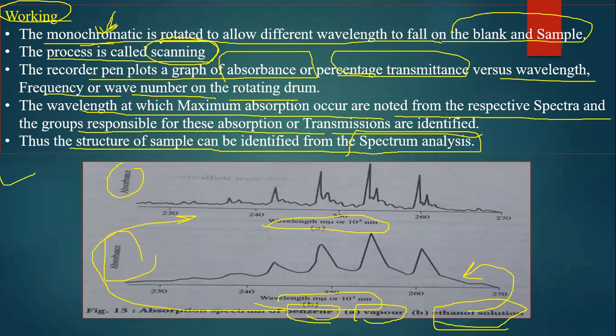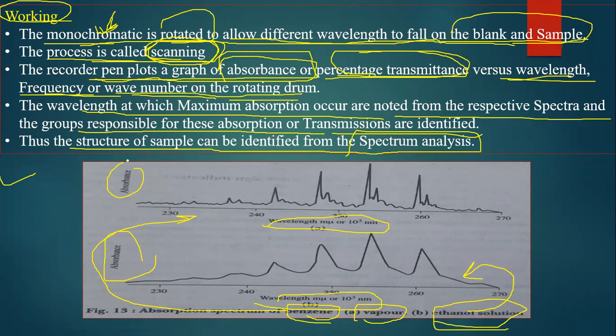The monochromator is rotated and allows different wavelengths to fall on the blank and the sample. What is a monochromator? It is a diffraction grating, and that process of different wavelengths falling on the sample is called scanning. The recorder plots the graph of absorbance, or percentage transmittance, versus the wavelength, frequency or wave number on the rotating drum.